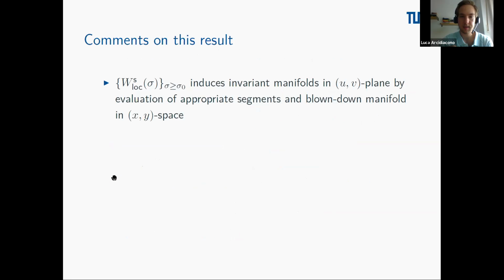The stable manifold in the extended phase space reduces to invariant manifolds in the UV space if we just appropriately evaluate the segments at the endpoint, so the segments that correspond to solutions, and reverting the coordinates, we get invariant manifolds in our original XY spaces. However, note at that point, since we are reverting also the time reparametrization, the exponential decay of the solutions can no longer be sustained, because when we change the time, this exponential decay will also change the speed.